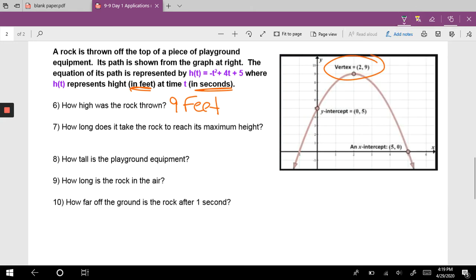Okay, the next question, how long does it take the rock to reach its maximum height? So we're still working with maximum height, so we're still working with the vertex. And now it's just a matter of how long did it take to get there? Well, that's the x value or t value if you're using the equation. So that would be 2 seconds. So the vertex of (2, 9), it takes 2 seconds to get 9 feet off the ground, is what that can be interpreted as.